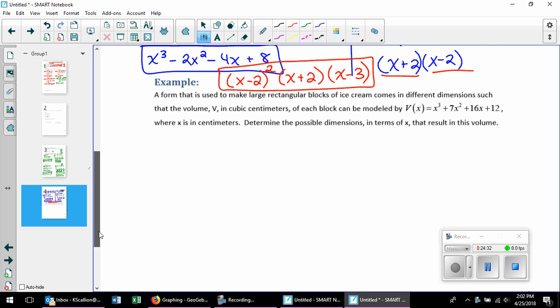All right. So word problem, nothing terrible. A form that's used to make a large rectangular block of ice comes in different dimensions, such that the volume is given by that. Determine the possible dimensions. So in 3.2, it gave you the divisor. In 3.3, you're just trying it out. So which ones am I looking at? What am I trying to find? What factors am I going to try? Factors of the 12, right?